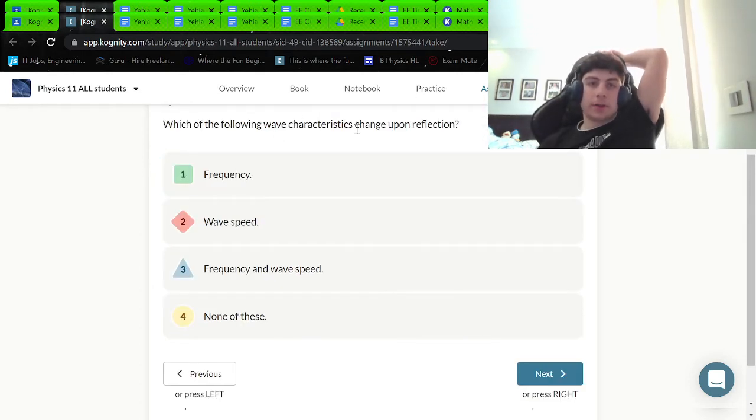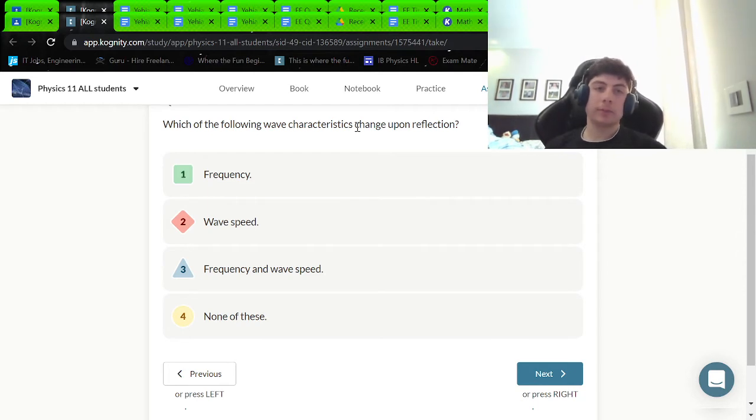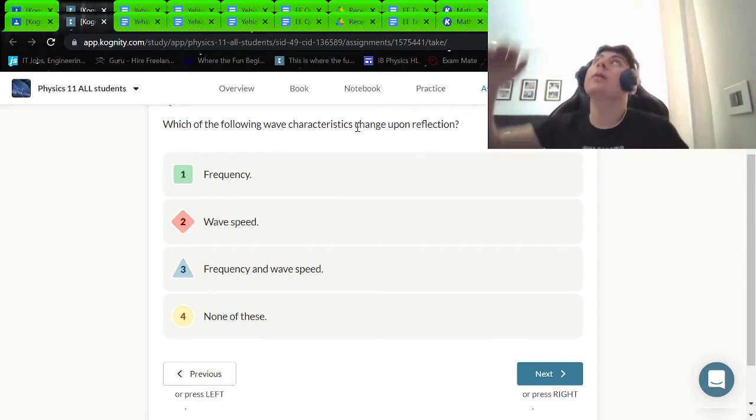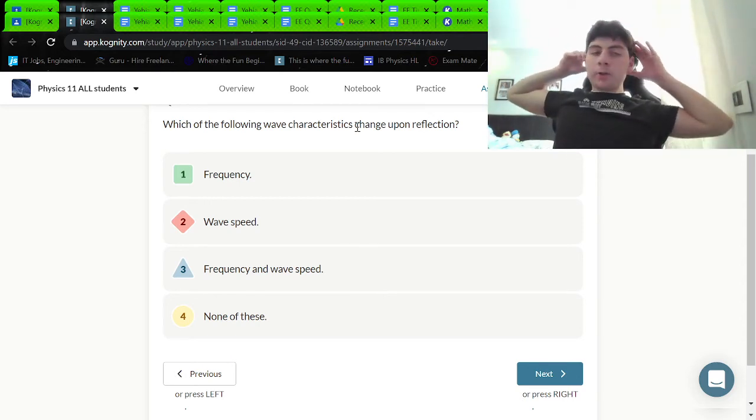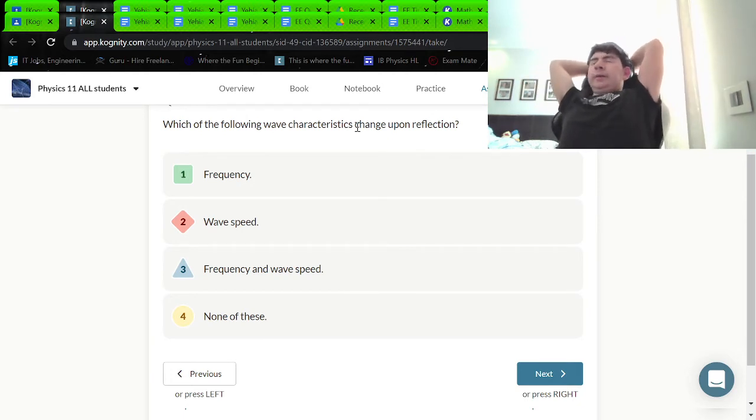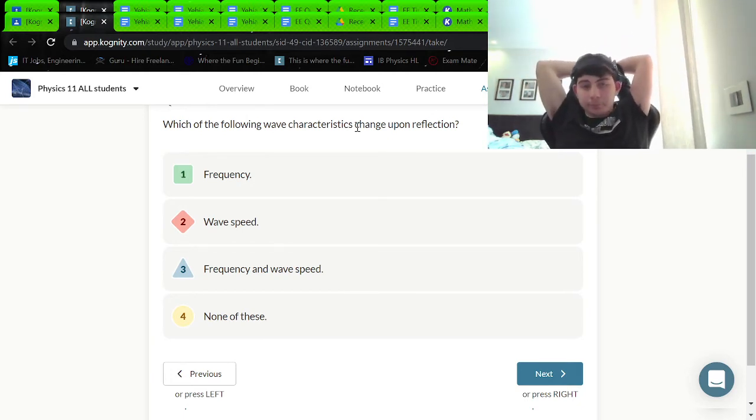Which of the following characteristics change upon reflection? Does the wave speed change upon reflection? I'm not sure. Maybe. I don't know. I know it's not frequency. Frequency doesn't change. Could change upon reflection.